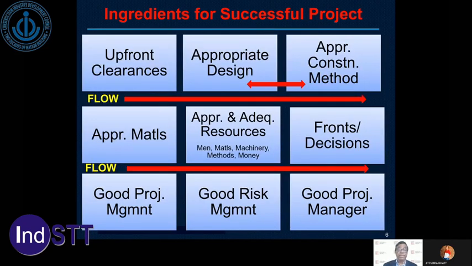If you look at the various ingredients for successful projects, typically, starting from the upfront clearances and using the right kind of design and construction method which are properly integrated, along with the right kind of materials, having adequate resources and ensuring the funds availability at all times, having a good project management approach with good risk management, and above all, a good project manager to put together all these ingredients and realizing the project successfully.